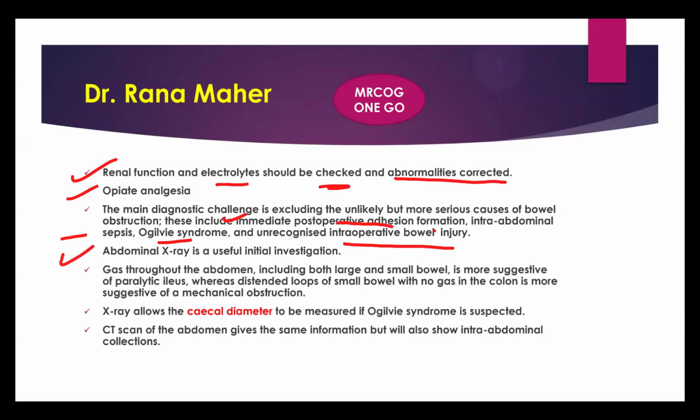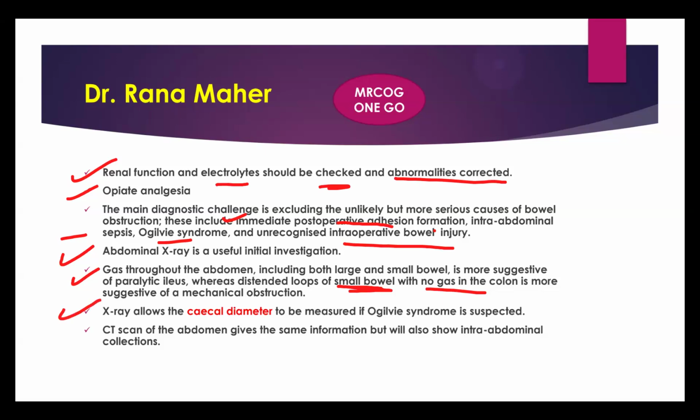We can check the gas, and the gas here will be throughout the small and large bowel or intestine. It's not only in the large, so it's all through the tummy. You will find all the bowel distended with gas. So this is more suggestive of paralytic ileus. Whereas if we have any distended small bowel with no gas in the colon, here we have mechanical obstruction. Here we have a band, and this band is twisted, or the bowel is twisted within this band and causing this mechanical obstruction.